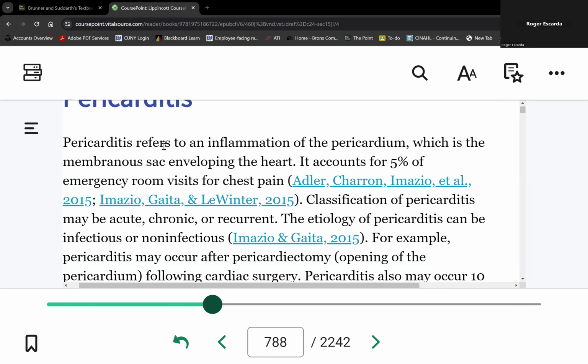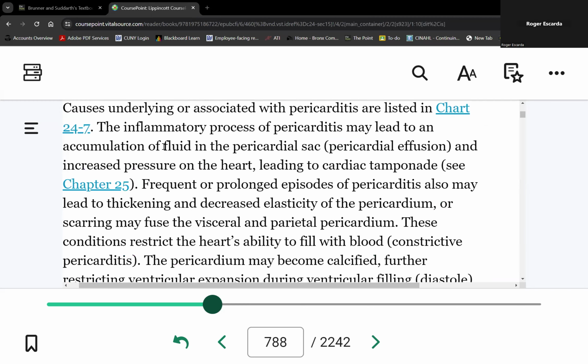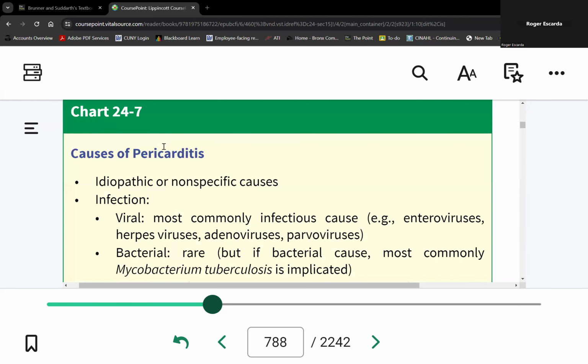There are 4 general causes, although your textbook has a longer list. So chart 24-7 tells you the causes of pericarditis, but the 4 most common causes are, number 1, infectious. So it's either caused by a virus, bacteria, or fungi. Okay, so same causes as with endocarditis.